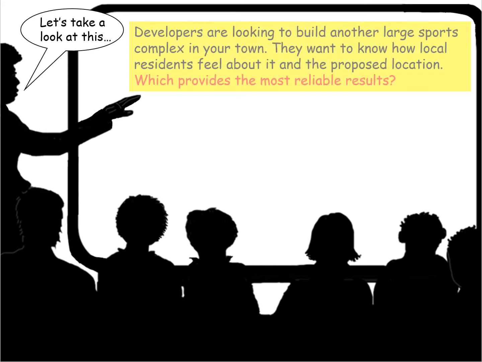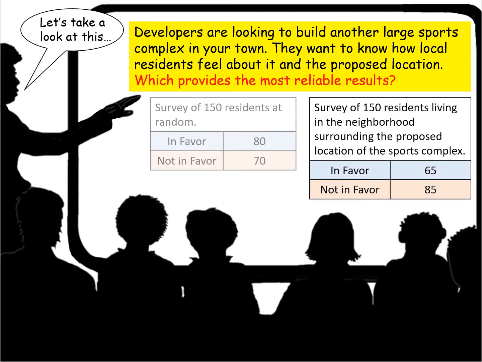Let's take a look at this. Developers are looking to build another large sports complex in your town. They want to know how local residents feel about it and the proposed location. Which one of these would provide the most reliable results? Well, you take a survey of 150 residents at random. You get 80 in favor and 70 not in favor. Or you survey 150 residents living in the neighborhood surrounding the proposed location of the sports complex. 65 in favor, 85 not in favor. So which one of those is going to provide the most reliable results?